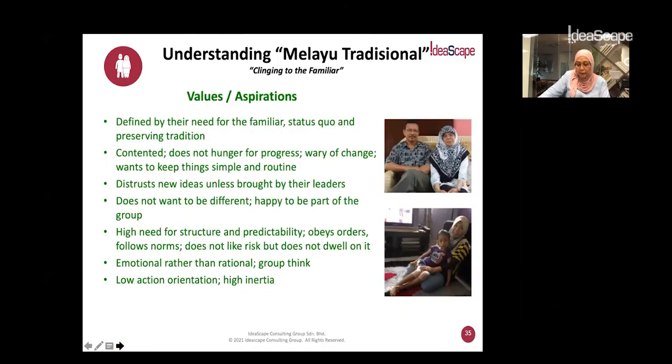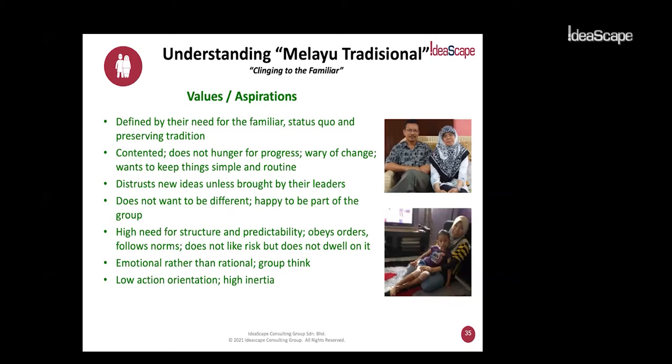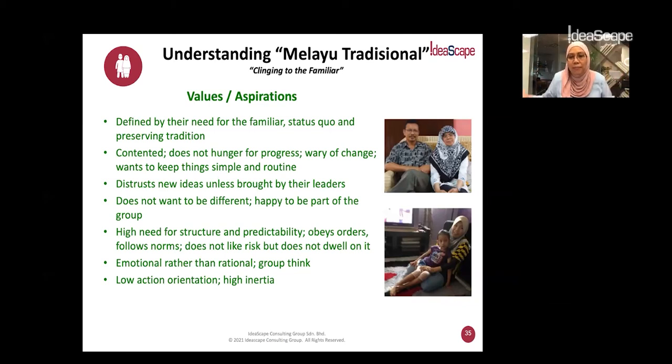They have a high level of inertia to where they are in their life right now. They are the ones who've taken the concept of redha to another level. It's accepting what is given to me by the Almighty, and I'm good with where I am. So they are mostly defined by their need for status quo and preserving tradition. Their dynamism level is very, very low. They're most likely to be contented. They do not hunger for progress. They are quite wary of change.